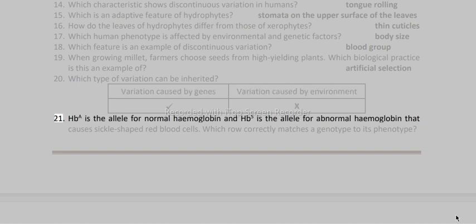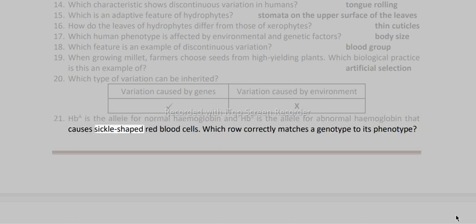Question 21. HbA is the allele for normal hemoglobin and HbS is the allele for abnormal hemoglobin that causes sickle-shaped red blood cells. Which row correctly matches a genotype to its phenotype?